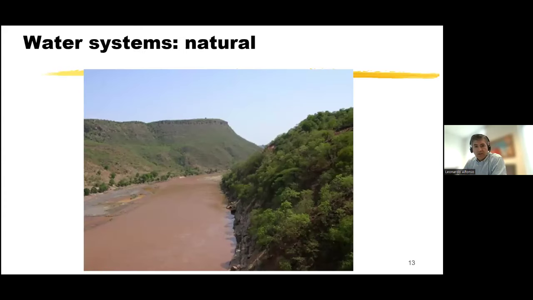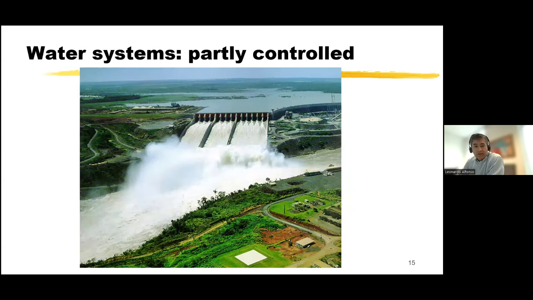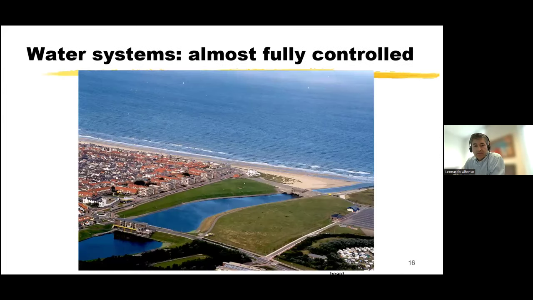And what's a water system? Well, it depends. There are different types. Water systems can be natural, so systems flowing freely without control. Others are partly controlled. In this case, it is a weir that is fixed and that has been built probably to store some water behind it. We also have partly controlled water systems, like in this case where we have hydroelectric plants, so that we can control how much water flows through them, depending on different aspects.